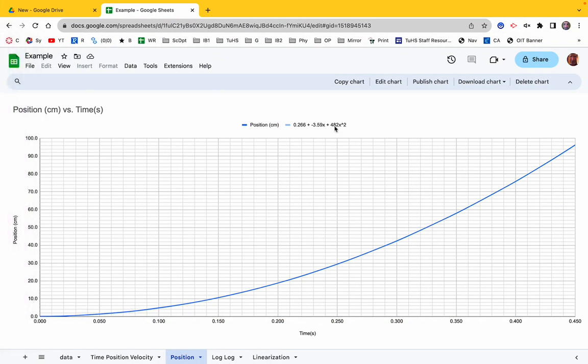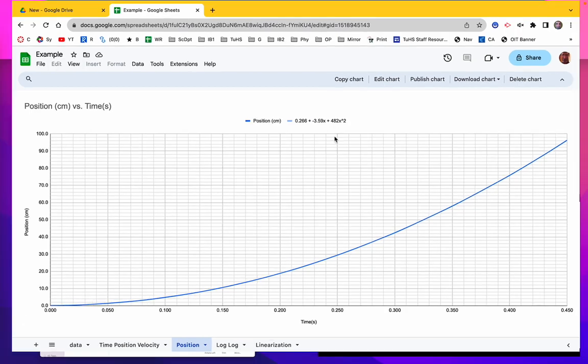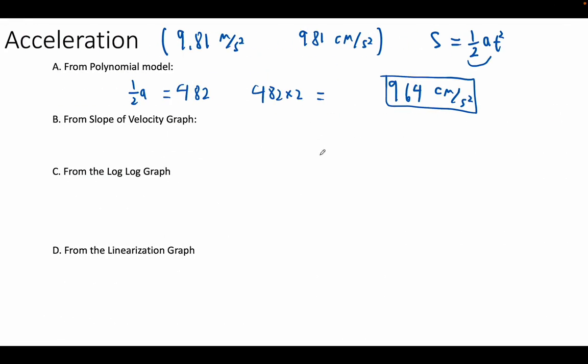Now again, you're going to look at that coefficient of x squared, because x is really t. So 1/2 at squared, 1/2 a is 482. So if that's half of a, then all of a is twice that. Okay, so that's the polynomial model.